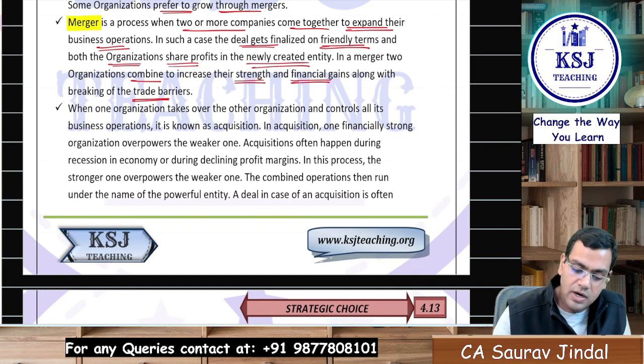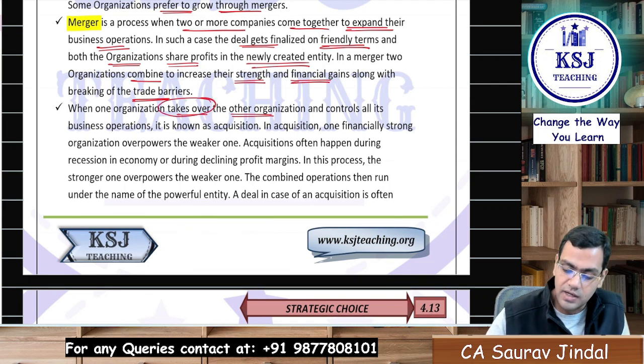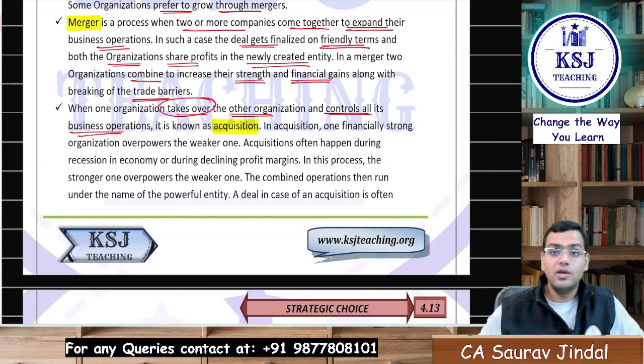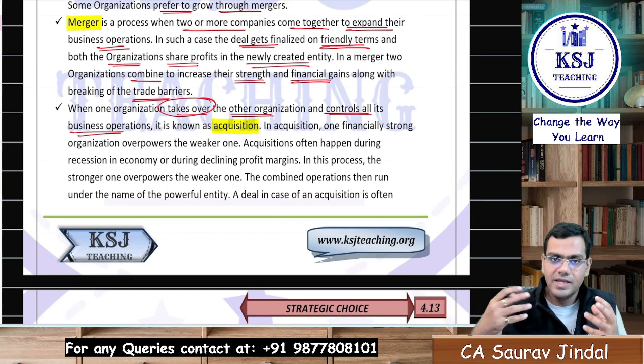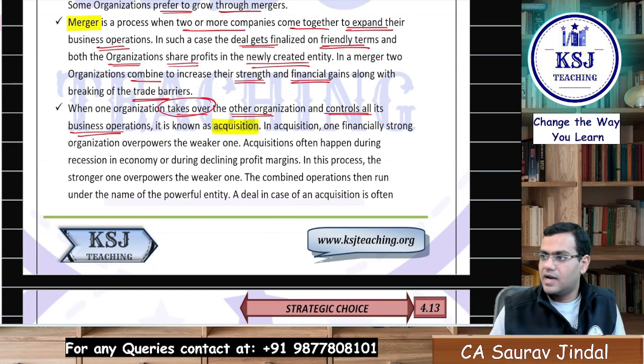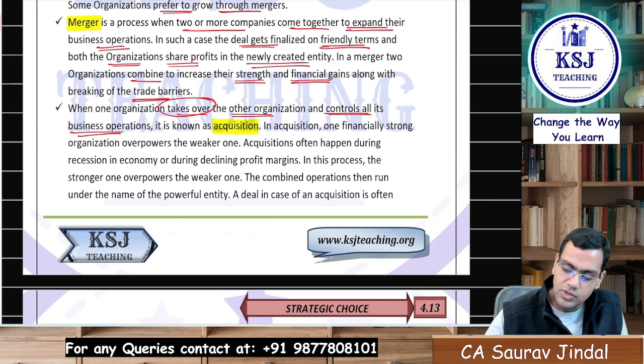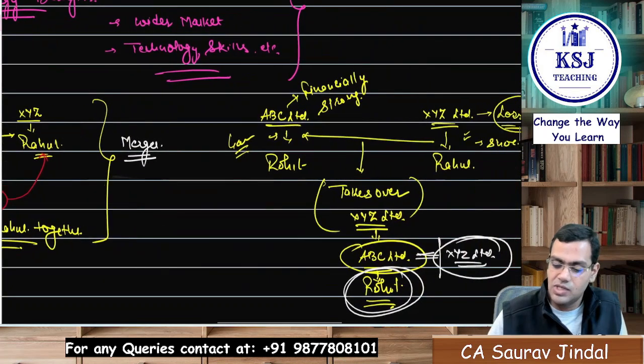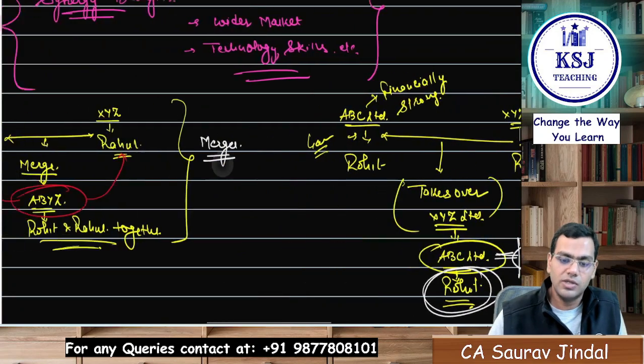Now, when one organization takes over another organization, what is the word here? Takes over and controls all its business operations, that is known as acquisition. In a merger, you are not taking over the organization, you are merging with it. In case of acquisition, you are acquiring the whole control of that organization, and it will be run by you now. In acquisition, one financially strong organization overpowers the weaker one. That is what I told you, that ABC Limited is financially strong and this is into losses, a weaker company.